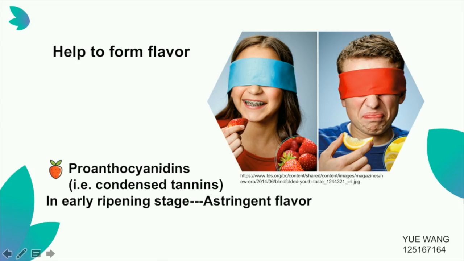Some of the flavonoids can help to create flavor in fruits. Although the flavor compound is very complicated and may consist of hundreds of chemical substances, the products or derived metabolites generated in the flavonoid pathway can contribute to flavor generation. For example, in the early stage of ripening, proanthocyanidin can confer strawberry astringent flavor.